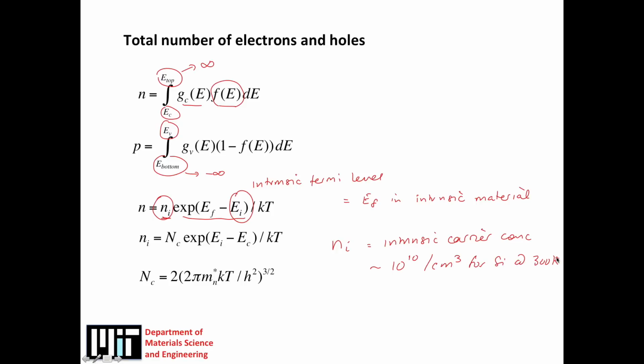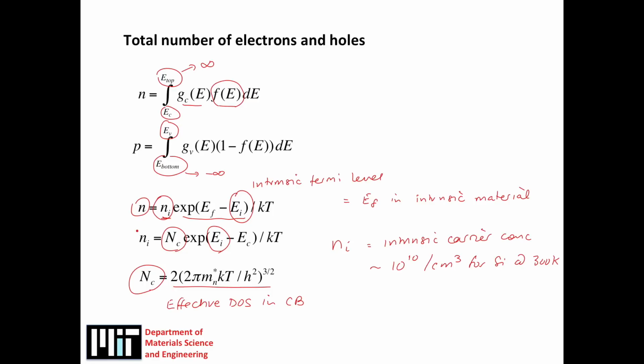Now, ni is given by this expression, Nc times an exponential of Ei minus Ec over kT, and Nc, which is called the effective density of states in the conduction band, is given finally by this. So we can write down n in terms of ni, which is in terms of Nc, which is in terms of all these physical parameters. We've got pi, the effective mass of the carriers, and h, Planck's constant, in there, as well as kT. So we know what this value of Nc is. We know what the intrinsic position of the Fermi level is, and so we know what n is, the number of electrons in the conduction band.